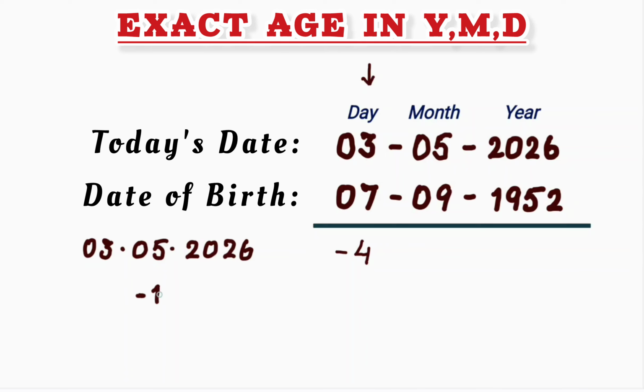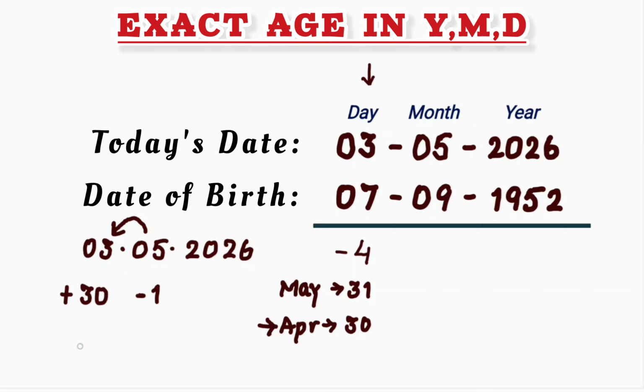Subtract 1 from the month and add the corresponding number of days to the day. Here pay attention, should we add days from May? In that case we have to add 31 days, or from April, which has 30 days. Note it down, we'll take the days from the previous month, that means from April, because May has not ended yet. So add 30 days, and the new date is 3 plus 30, 33, 5 minus 1, 4.